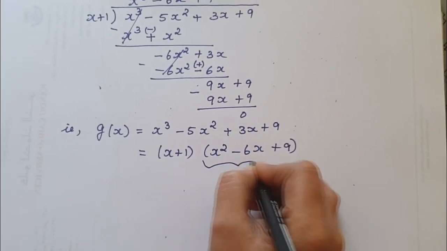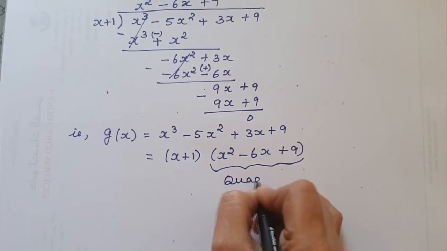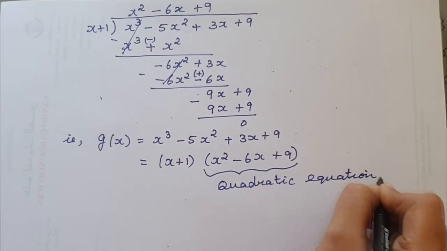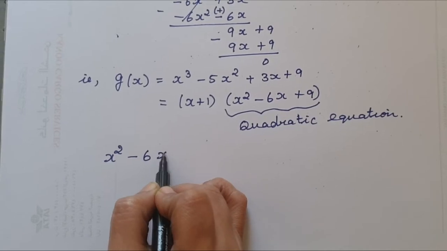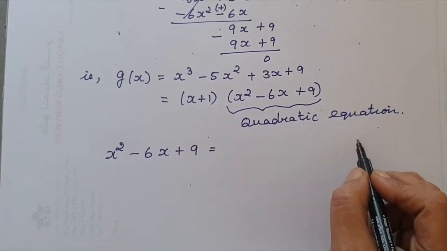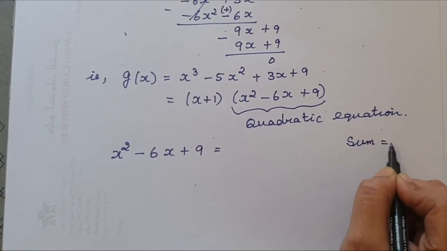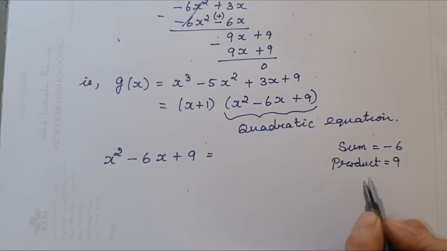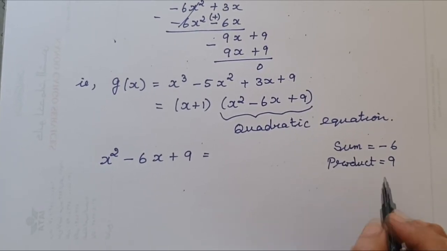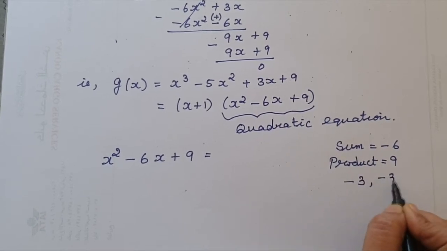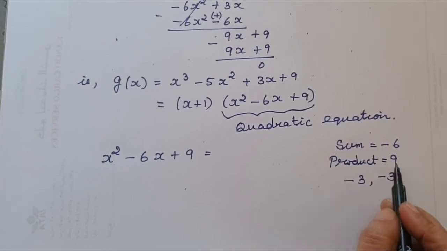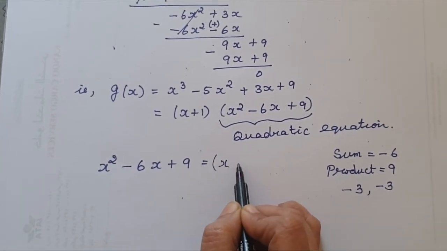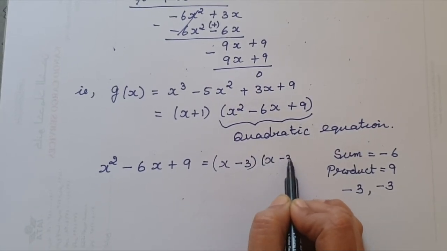Now this is a quadratic equation. This quadratic equation can be split by splitting the middle term. That is, you all know the sum has to be minus 6 and the product has to be 9. You have to find two numbers which lead to this. Product 9 and the sum is minus 6. So minus 3 and minus 3, when you multiply, you get 9. When you add, you get minus 6. So we can factorize this and write it as x minus 3 and x minus 3.